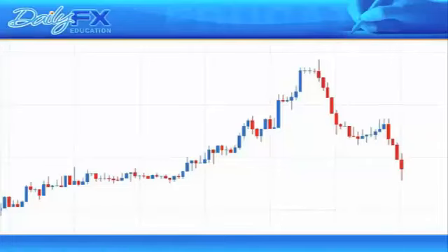We recommend entering a trade on the open of the first candle that follows the tri-star pattern. You can place your stop just on the other side of the most recent high or low. Make sure that you're taking profit at least twice the distance of your stop. Here's an example where we could be looking to go short at the open of this candle, placing our stop just above this high. Now let's move on and take a look at continuation patterns.